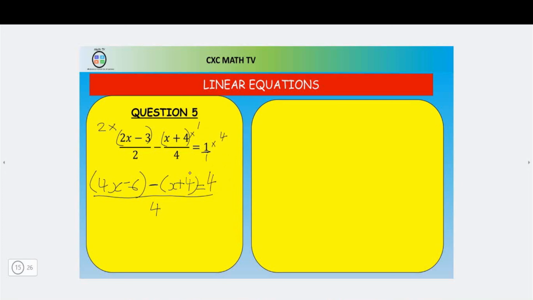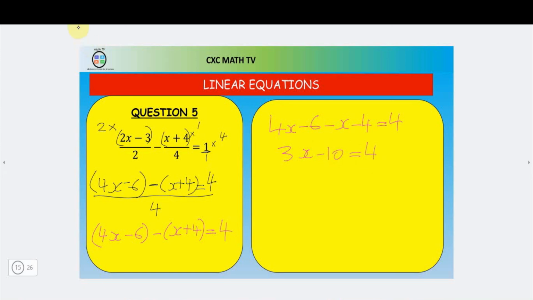Then what did we do earlier? Now we have one denominator, we just drop it. So dropping it, it becomes 4x minus 6 minus x plus 4 is equal to 4. From that, what do we do? Expanding the negative, that is now 4x minus 6 minus x minus 4 is equal to 4. Now 4x minus x is just 3x, minus 6 minus 4 is minus 10, equals 4.